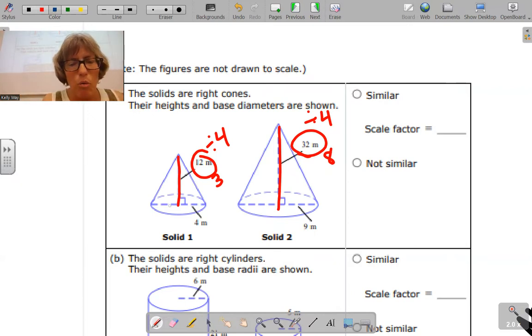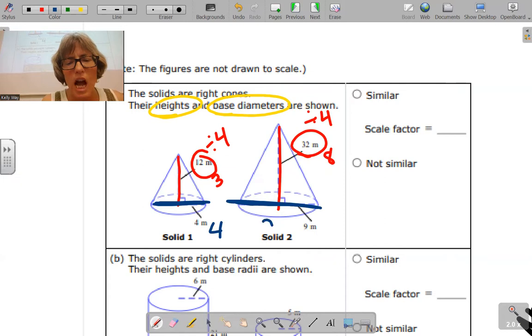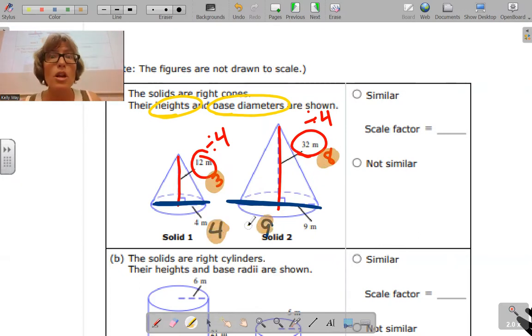Then I go right here. Watch very carefully. Diameters. So this whole diameter is 4, this whole diameter is 9. Notice the ratio, 3 to 8, 4 to 9, does not match. Therefore, they are not similar.